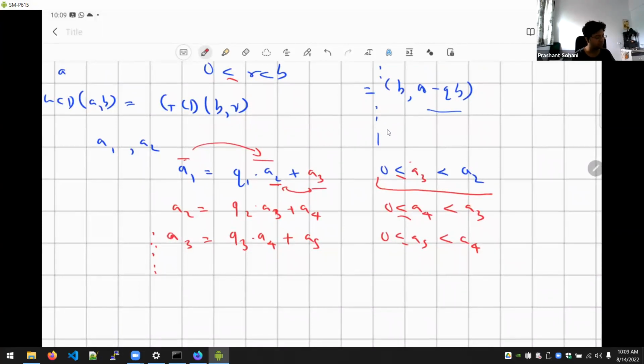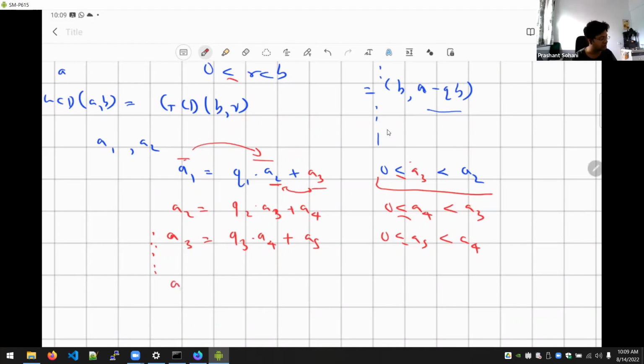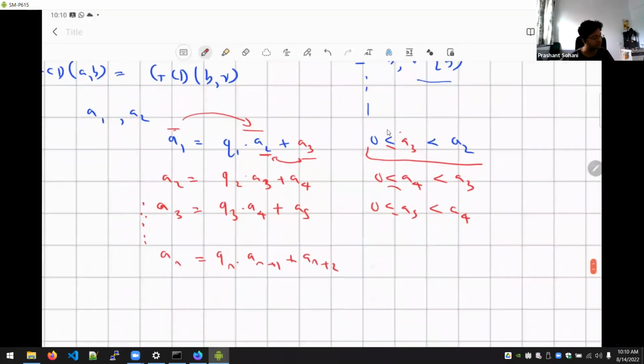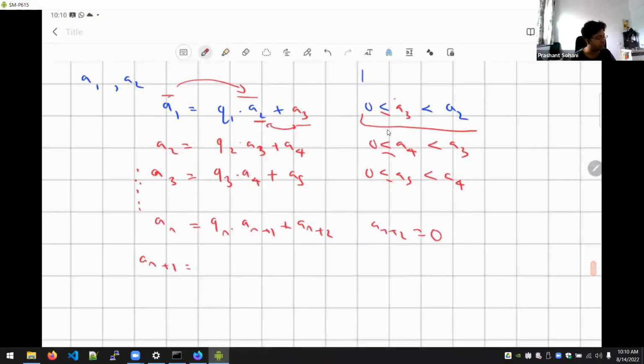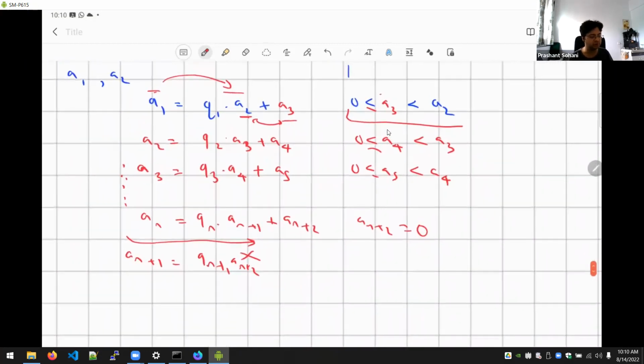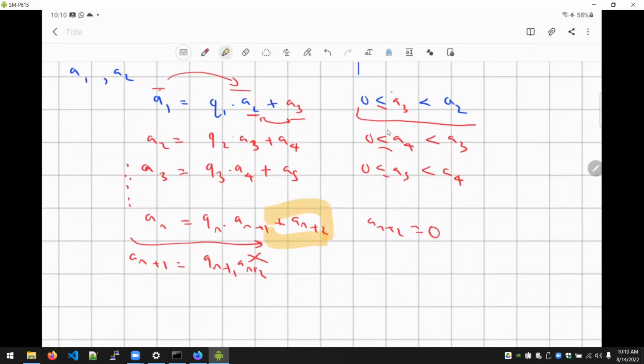So when will this chain stop? When some A i becomes 0, because the only condition that the division algorithm puts on us is that the divisor cannot be 0. So at some point, let's say at the nth step, you get An is equal to Qn An plus 1 plus An plus 2, and let's say this An plus 2 is 0 now. So now we cannot repeat this step. We cannot write An plus 1 is equal to Qn plus 1 An plus 2. This won't work, so we have to stop here. And since An plus 2 has become 0, this term is no longer present, so it is simply An is equal to Qn times An plus 1.